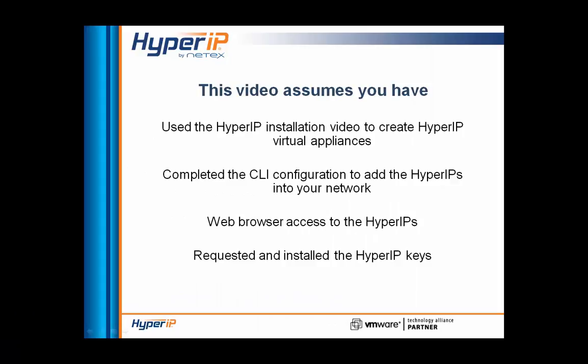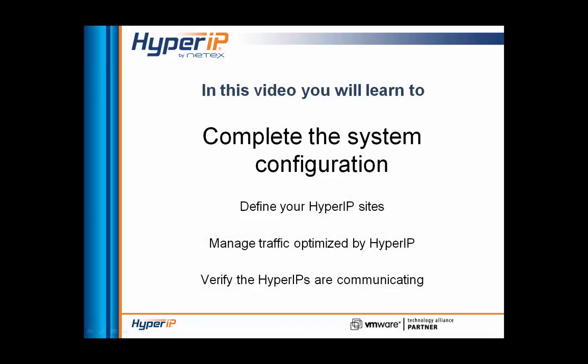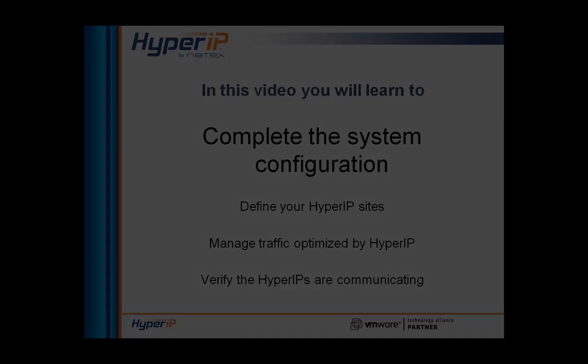This video assumes you have followed the Hyper-V or VMware installation video to create HyperIP virtual appliances, filled out the HyperStart configuration worksheets, completed the initial configuration, the browser access to the HyperIPs is available, and you have installed your HyperIP keys. If you have not requested keys and need to know how, please review the HyperIP installation video or HyperStart guide. The previous video configured HyperIP onto the network. During this video, we will complete the system configuration.